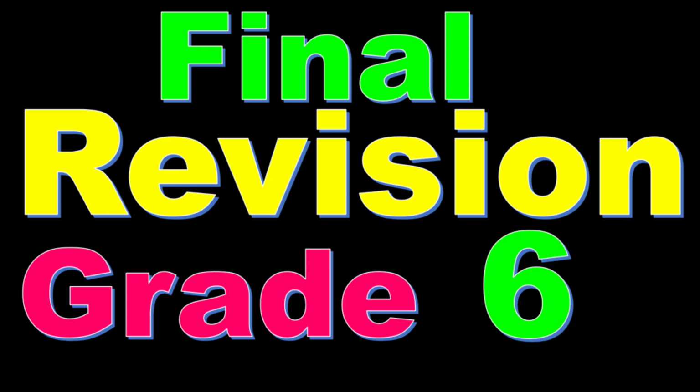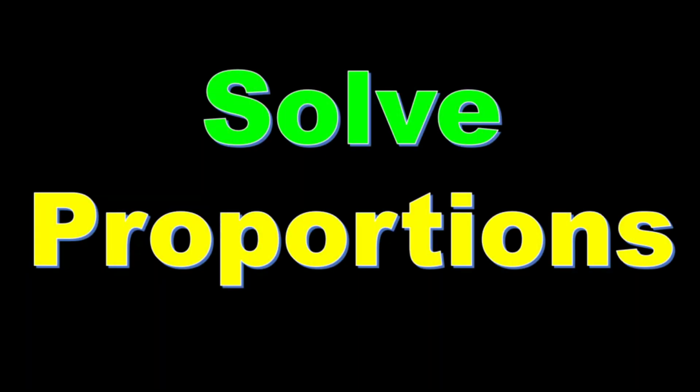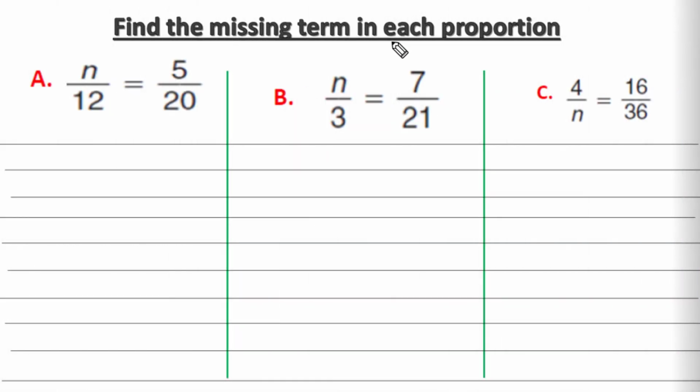So let's start. First, solve proportions. How can we solve a proportion? Find the missing term in each proportion. You can solve the proportion mentally, but we will use the cross products property. n over 12 equals 5 over 20. To find the value of n, we will use cross products. n times 20 equals 5 times 12.